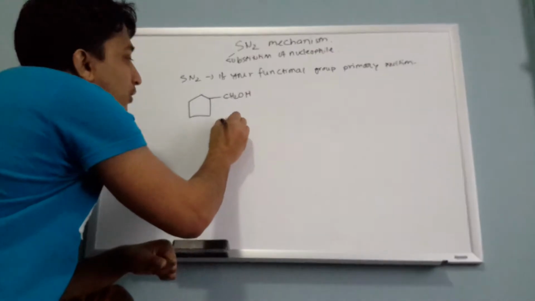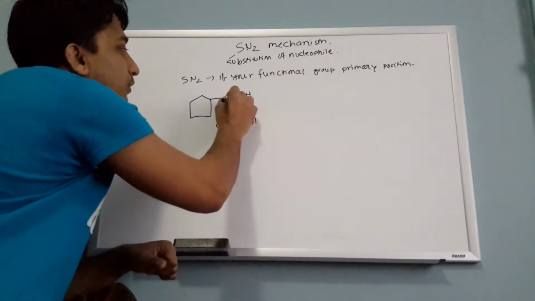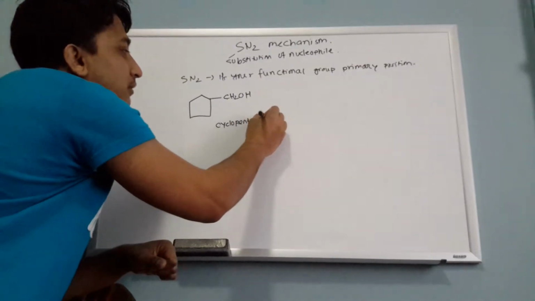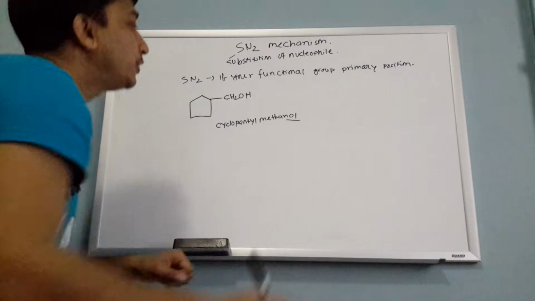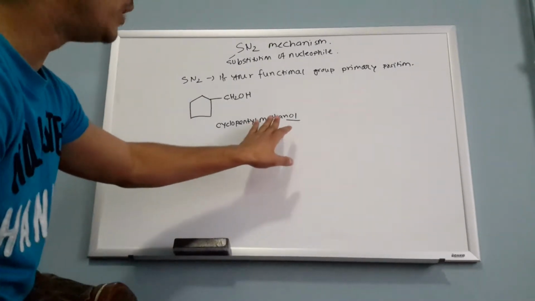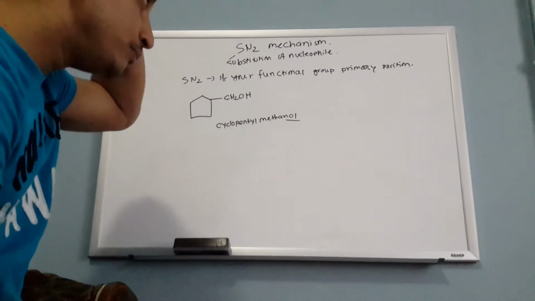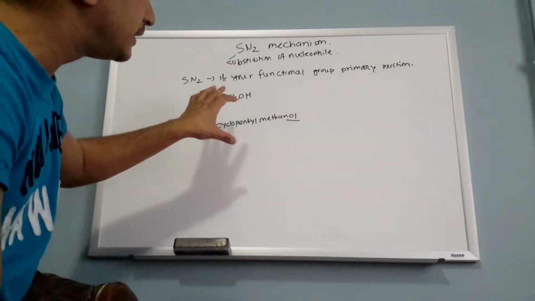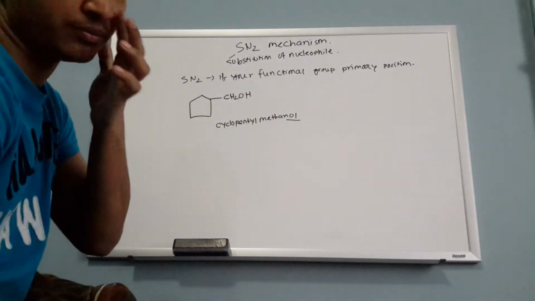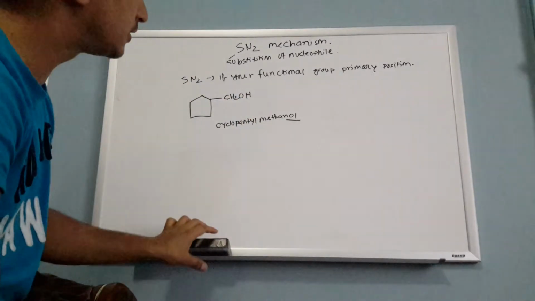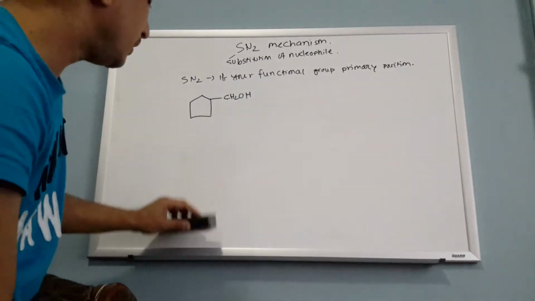So cyclopentyl. How many carbons? One. Methanol, because the last part is methanol. Why? Because of the functional group. The functional group is stronger, the naming depends on OH. Why? Because the functional group is the most powerful thing. Okay, cyclopentyl methanol.